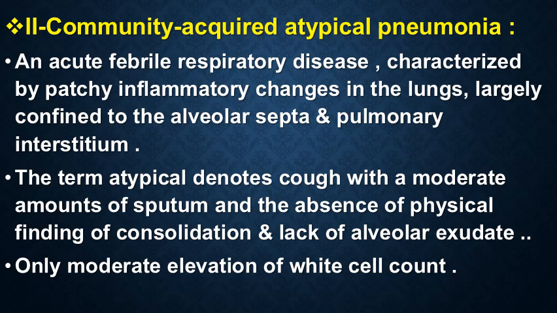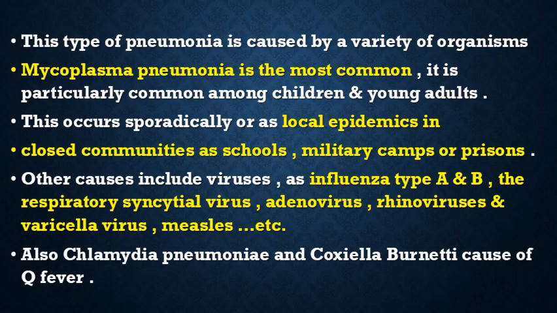Here there is lack of alveolar exudate with moderate elevation of the white cell count. These types of pneumonia are caused by a variety of microorganisms. What are the types of microorganisms that cause this type of pneumonia? Mycoplasma pneumonia, which is the most common, particularly seen among children and young adults, usually occurs sporadically or as local epidemics in a closed community, as in schools, military camps or prisons.